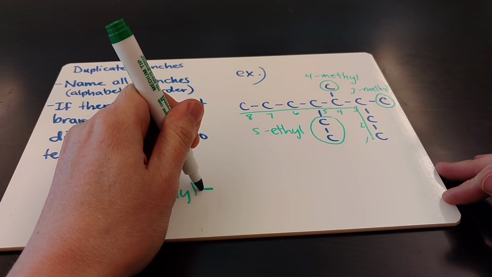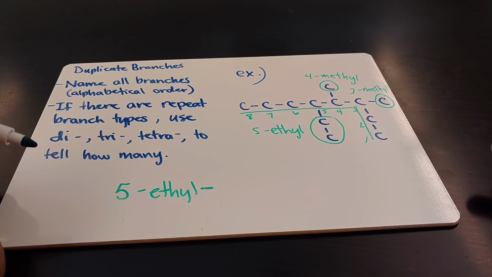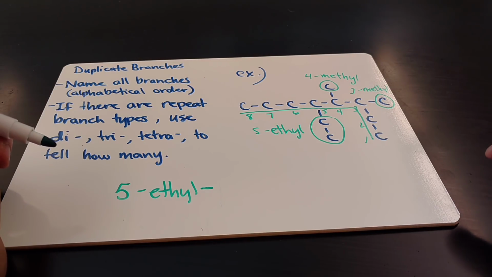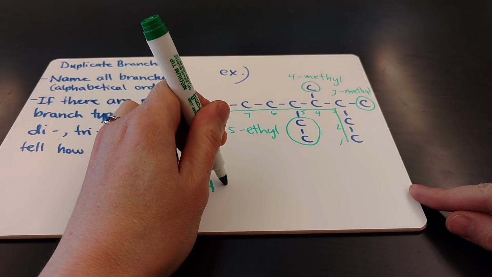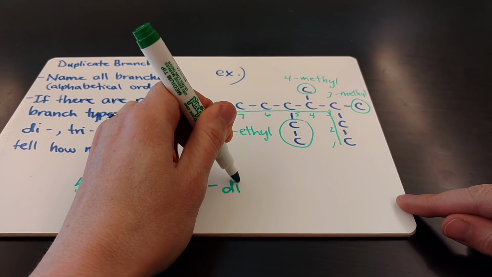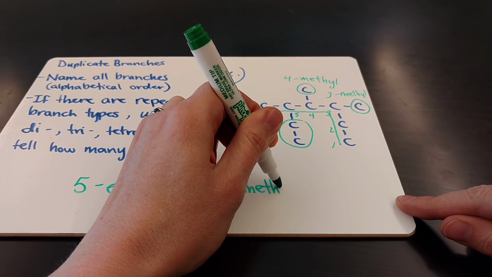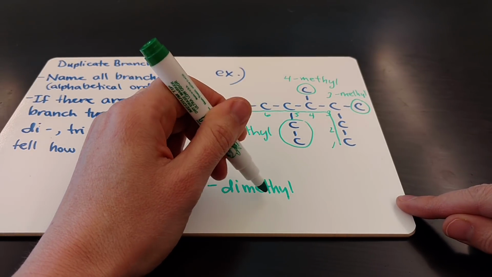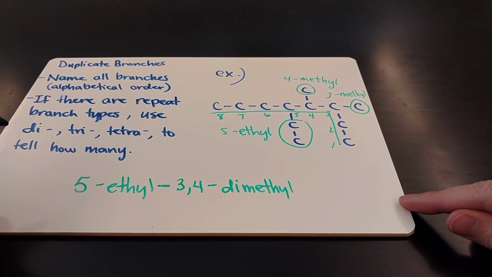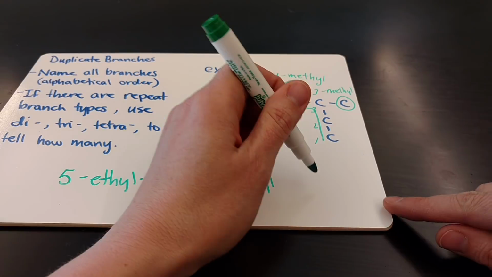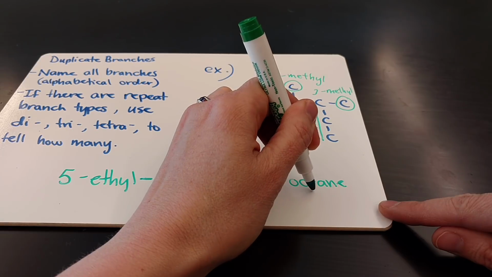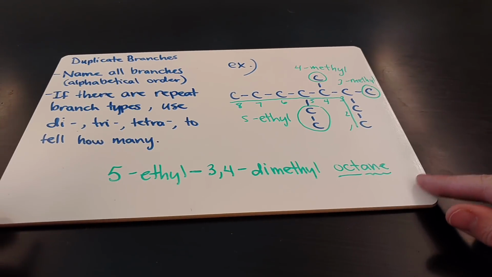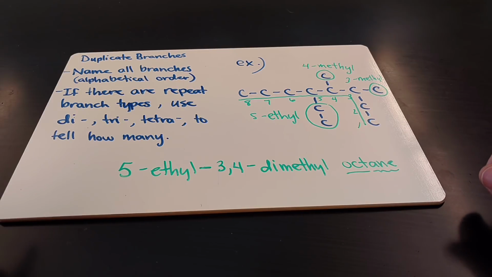So 5-ethyl, and then we're going to have a dash because now I'm going to give the location to my methyl branches. Well, I have methyl branches at 3 and 4, so I'm going to put 3,4 to show both locations, and then I'm going to say dimethyl, meaning at each of those locations I have a methyl branch because there are 2 methyl branches in this molecule. And then the final thing to name is the parent chain. So 8 carbons long, all single bonds, is octane. 8 carbons, single bonds. Okay, 5-ethyl-3,4-dimethyloctane.